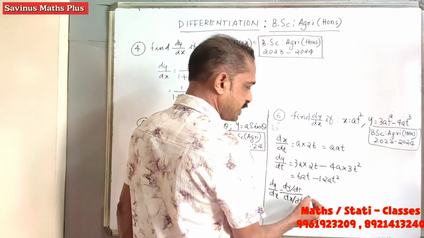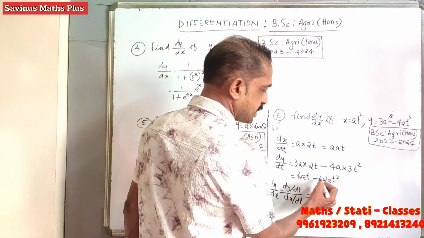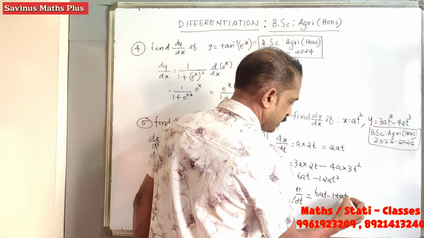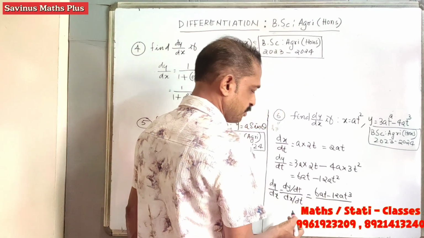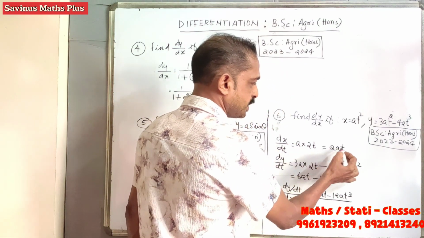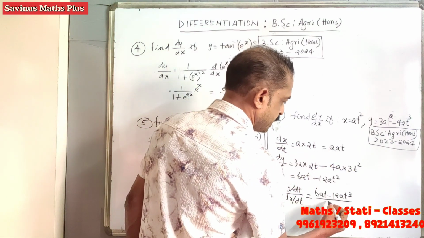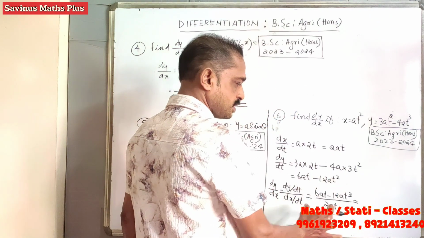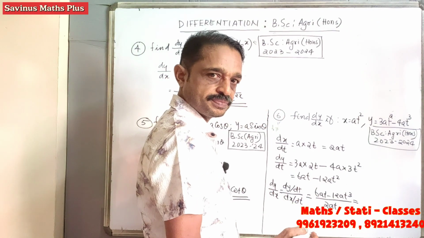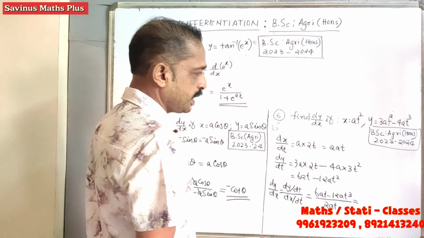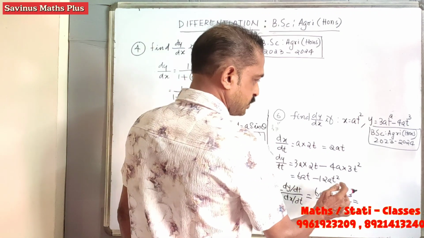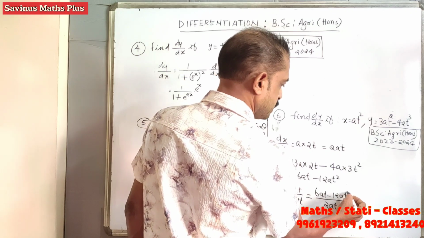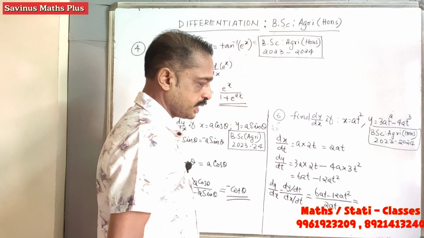So what is dy by dt? Dy by dt is 6at minus 12at cube, whole divided by, what is dx by dt? Dx by dt is 2a. Now, we can split this into two fractions. 6at minus 12at cube by 2a.